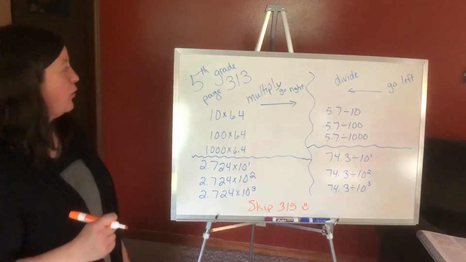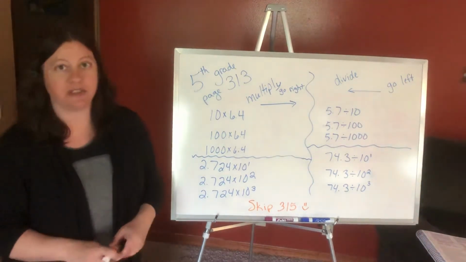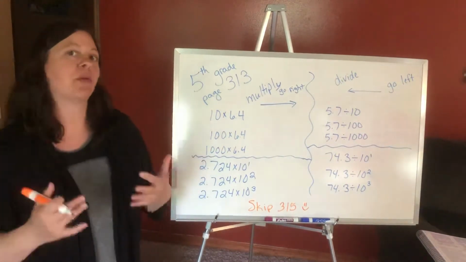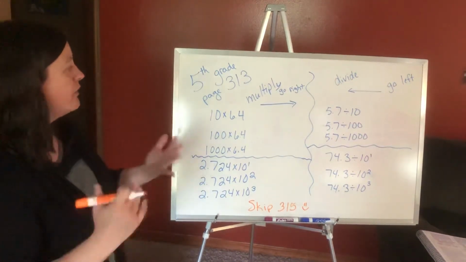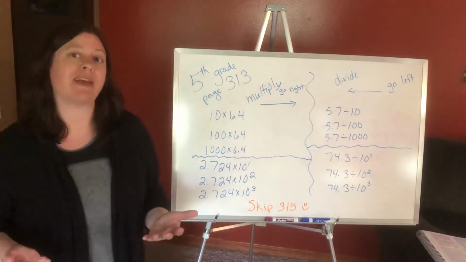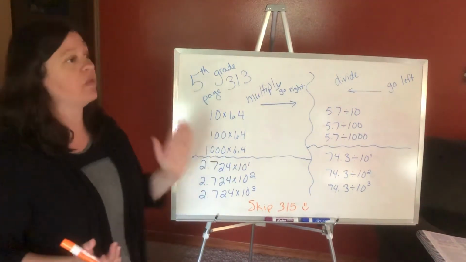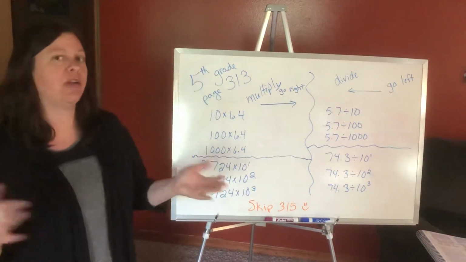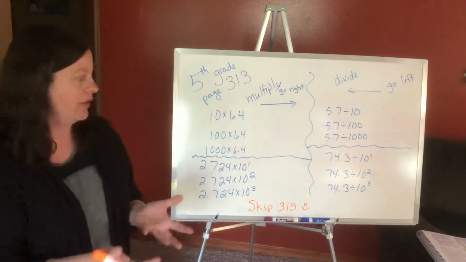All right, 5th grade, we are on page 313 today, and we are talking about multiplying and dividing by the powers of 10. This is very, very easy stuff. Basically, all it is is you're moving the decimal around. So you need to pay close attention to which direction you move the decimal and how you know which direction to move it. That's a big deal on these, okay?